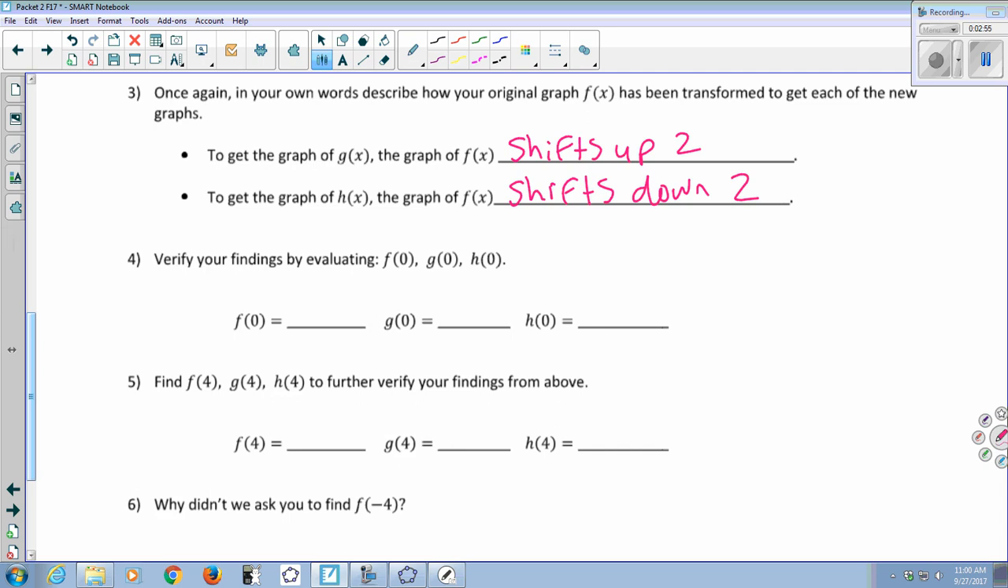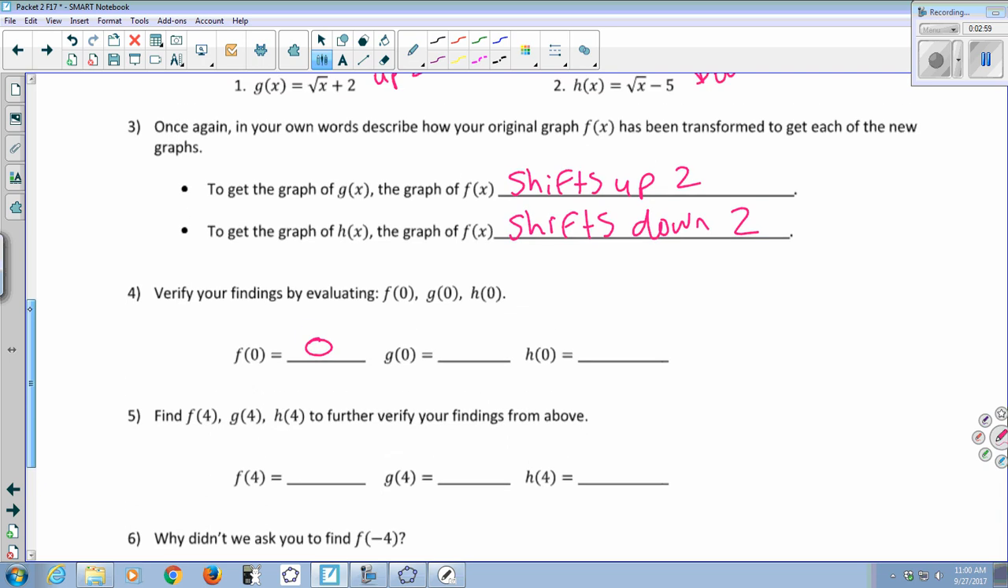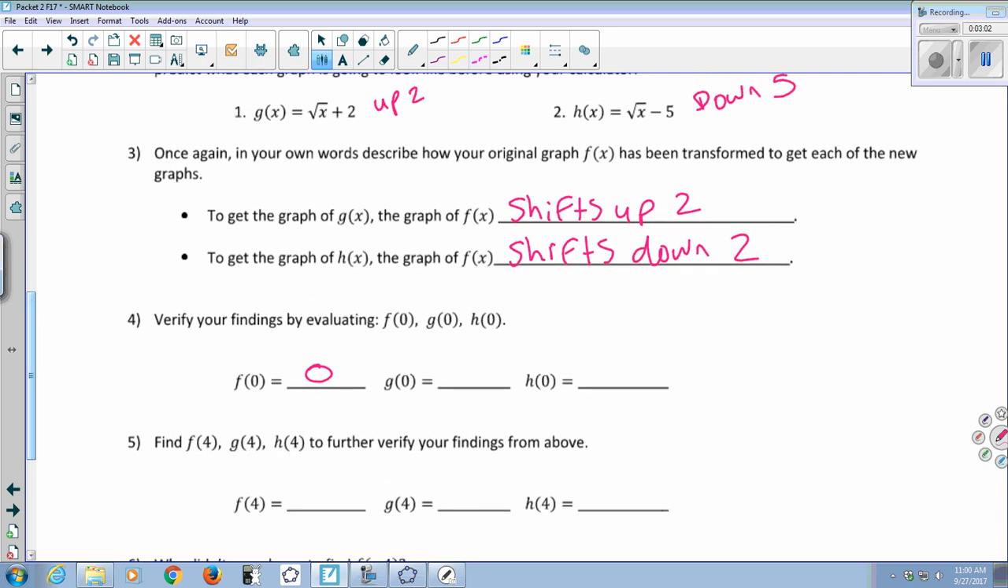So f of 0, remember f of x is the square root of x, so f of 0 is 0. G of 0, if I put a 0 in for g, I get the square root of 0 plus 2, which is 2. And if I put a 0 in for the x in the h function, I get 0 minus 5, which is negative 5. And so I do have the appropriate relationship between f and g, right? My output of 0 becomes an output of 2. And then f and h have the appropriate relationship because 0 minus 5 is negative 5.